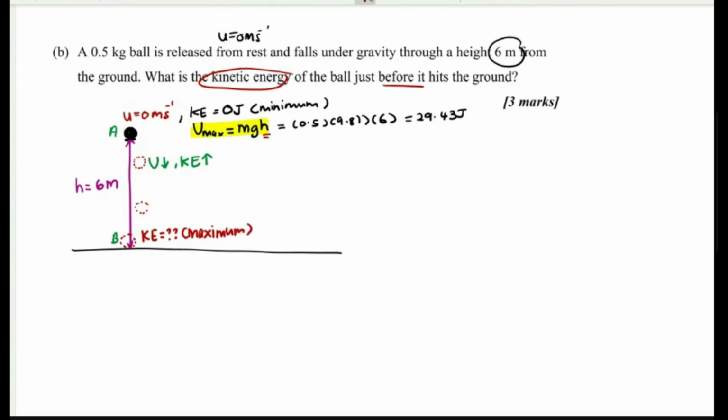And what happened to the potential energy? It becomes minimum. Minimum means zero. We assume it is zero just before it hits the ground. So we consider U to be 0.